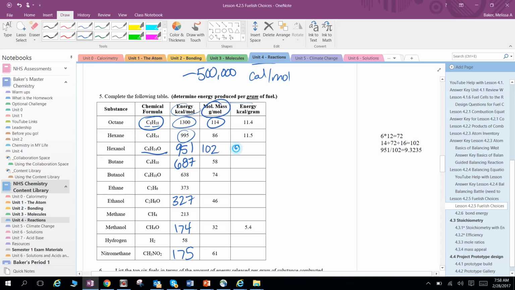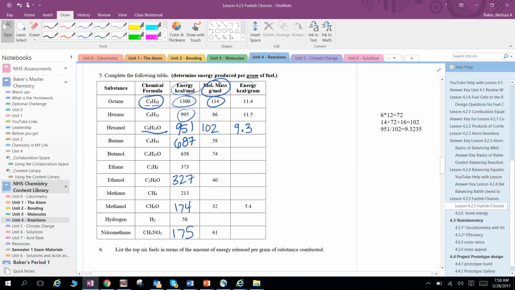And that comes out to be 9.3. Butane comes out to be 11.8. Butanol, 8.6. Ethane had a molar mass of around 30, so 12.4. Ethanol, 7.1. Methane, 13.3. Hydrogen, 29. And nitromethane, 2.9.